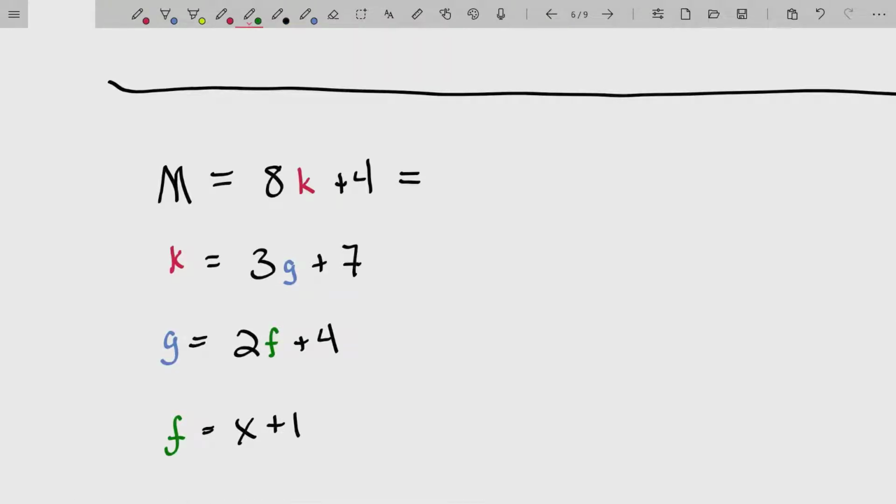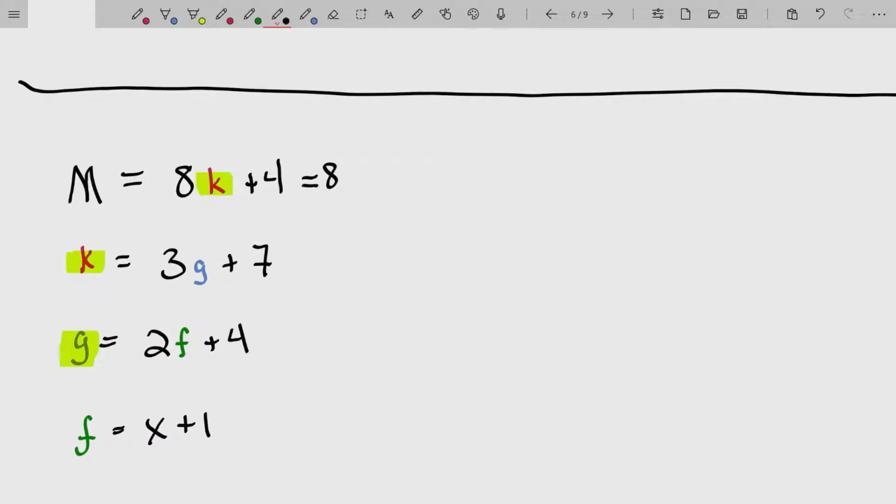There we go. So instead of writing k, I can write m as a function of g by substituting in 3g plus 7 wherever I see a k. So this k will be replaced by 3g plus 7. So plugging that in, I get 8 times k, and remember k is 3g plus 7. And then the thing that I almost forgot was the plus 4 there. I actually had to re-record this little piece because I completely just ignored that.